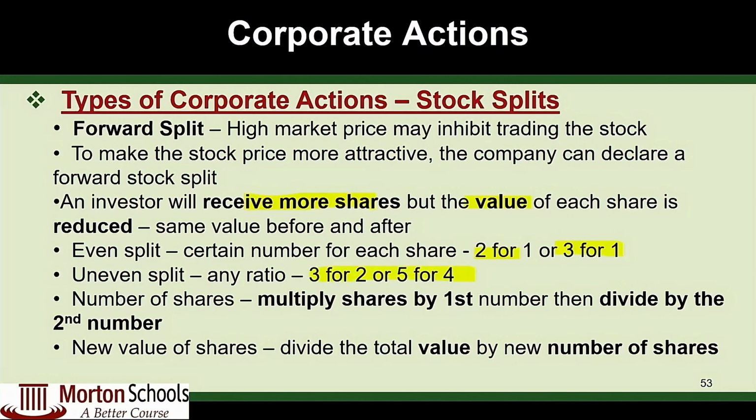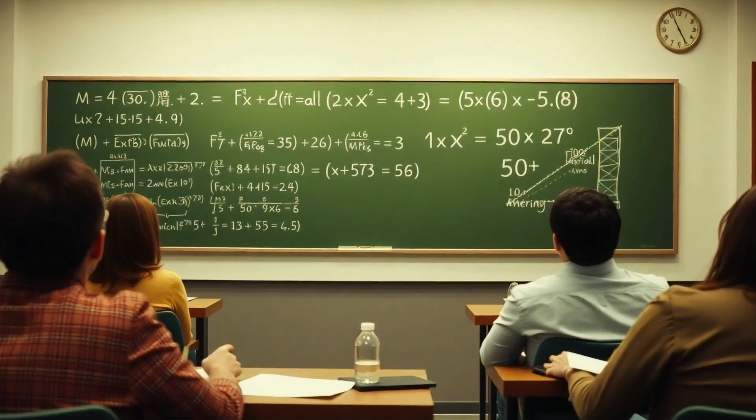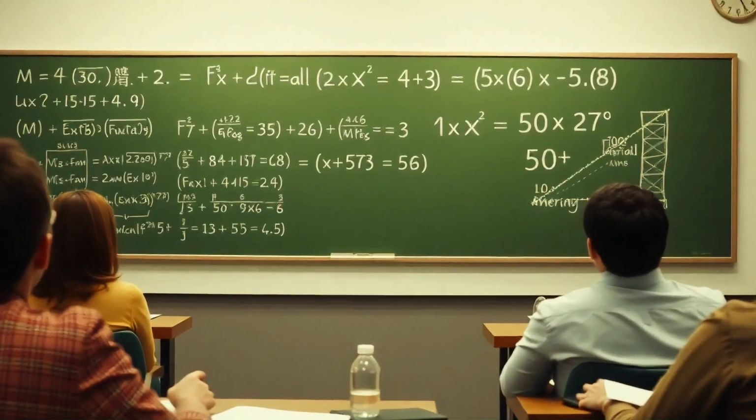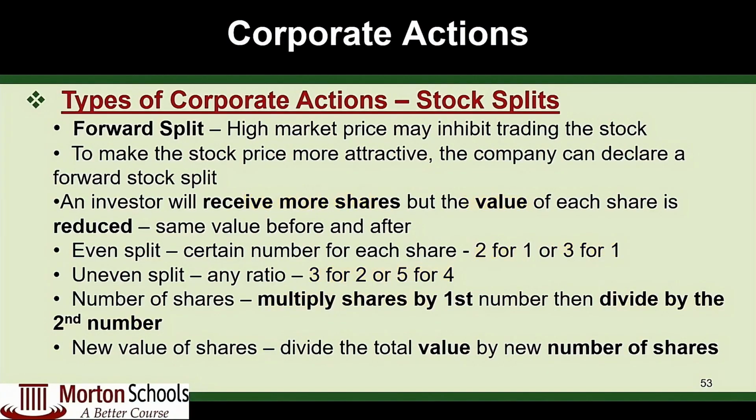And here's another example of them asking you questions on math on the test. You could be asked to figure this out. So let's remember the formula. First off, we're going to multiply the number of shares by the first number. Then we're going to divide that number by the second number. Remember, we gave you an example of that in the class. Remember, it doesn't matter whether it's a forward split or a reverse split. We use the same formula.